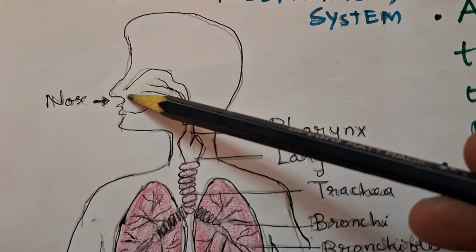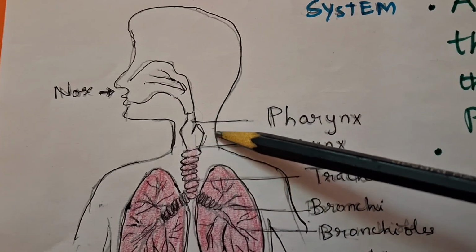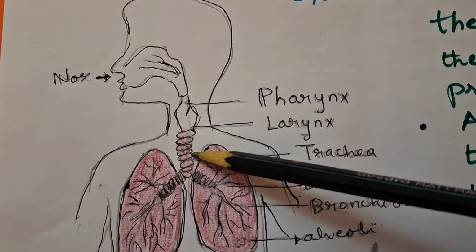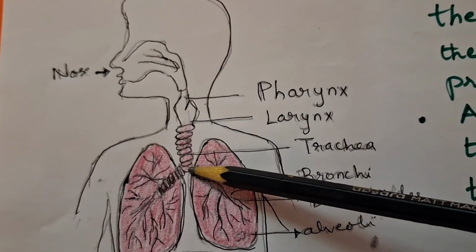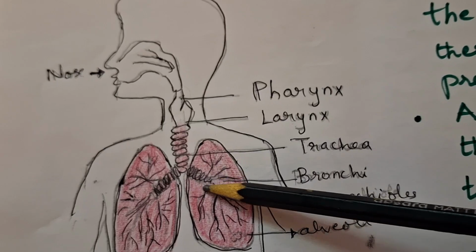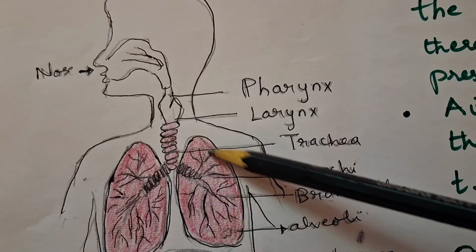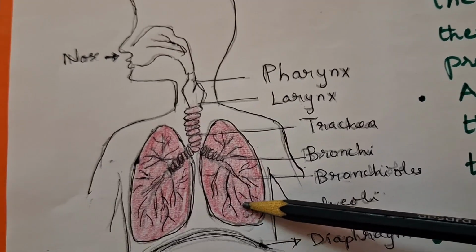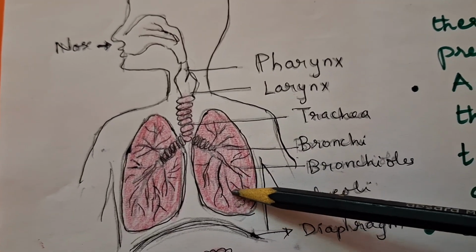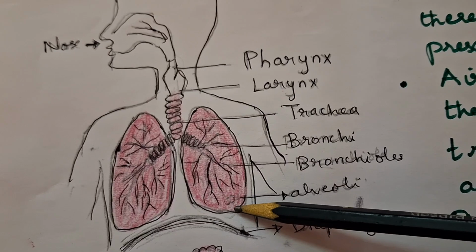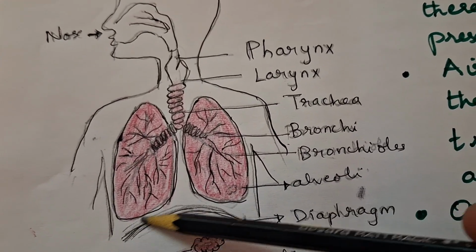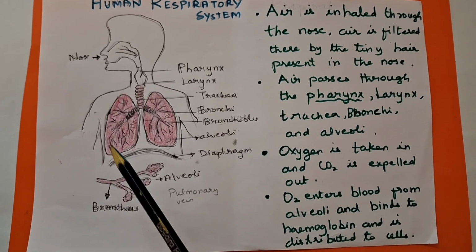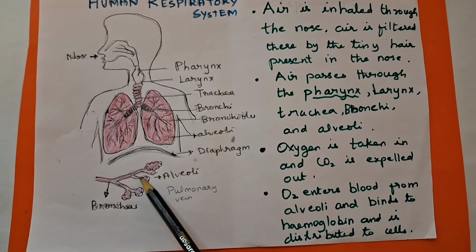So air passes through the nose, moves here, finally comes to the pharynx and then to the larynx. This is the voice box, and finally it enters the windpipe or trachea. Later this trachea divides into two, one to each lung, known as bronchi. Further, each bronchus divides into small branches known as bronchioles, and finally these end in alveoli. And this is the diaphragm, the septum. The alveoli are also shown here, the enlarged portion of that.